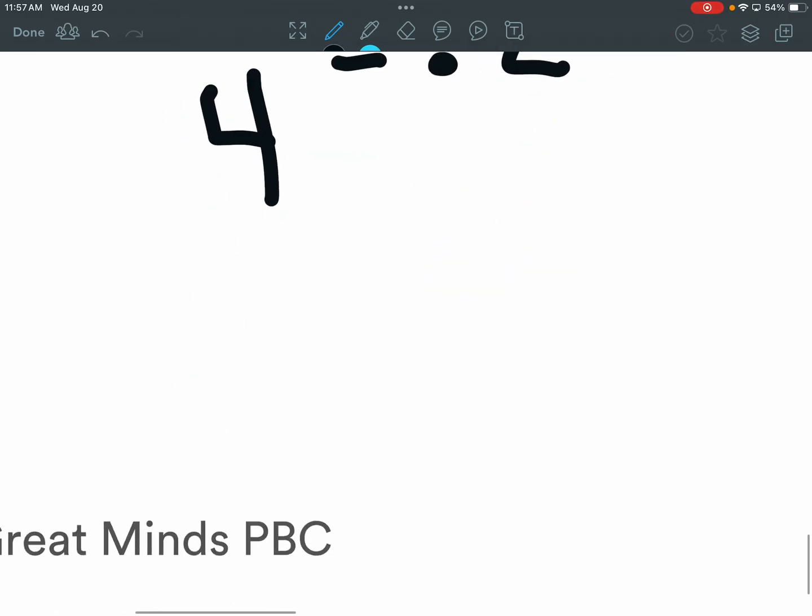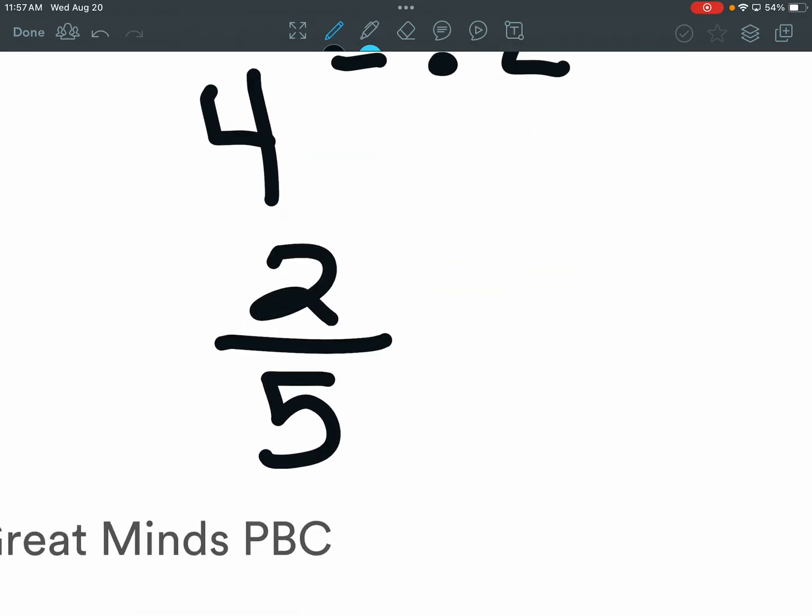Okay. What is 2 divided by 5 on the calculator? 0.4. You see how that works? That's how you change a fraction to a decimal. You got it?